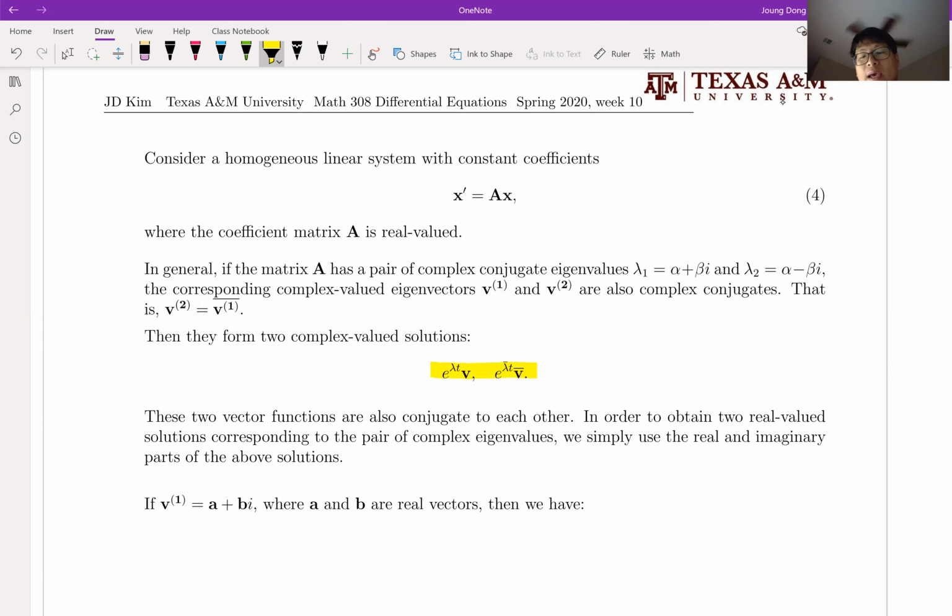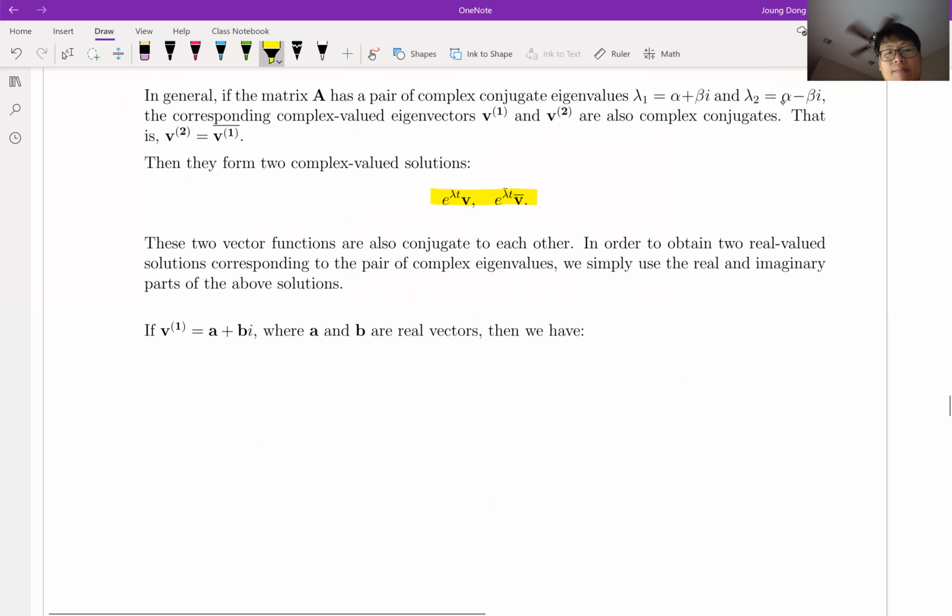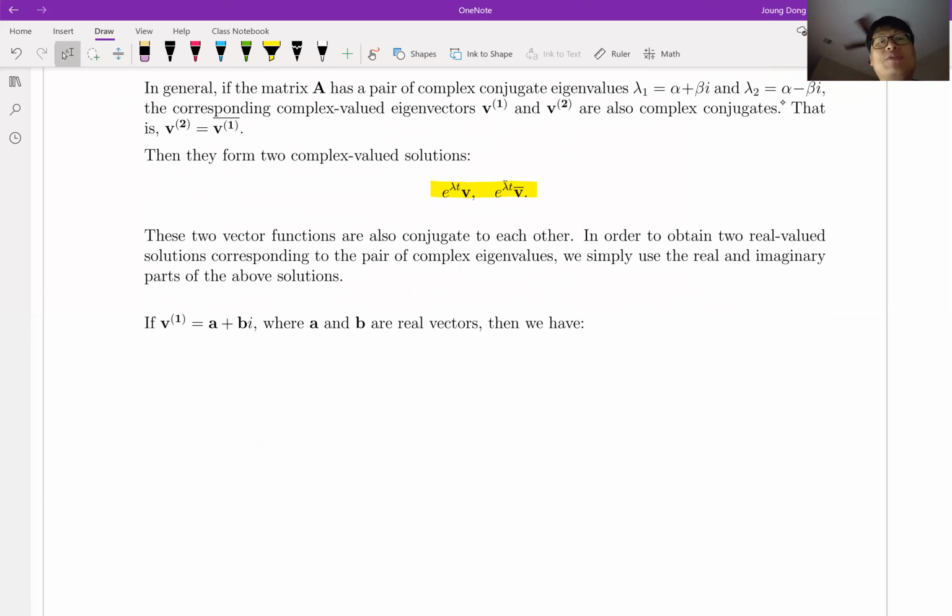So, as we did in the previous problem, we could do that, but now we're going to formulate it. Basically, we have to separate the real part and the complex part, and we find the fundamental set of solutions, right? So, here we go. Say my corresponding eigenvector v is a plus bi, where a and b are real numbers, and we say a is the real part and b is the imaginary part, okay?